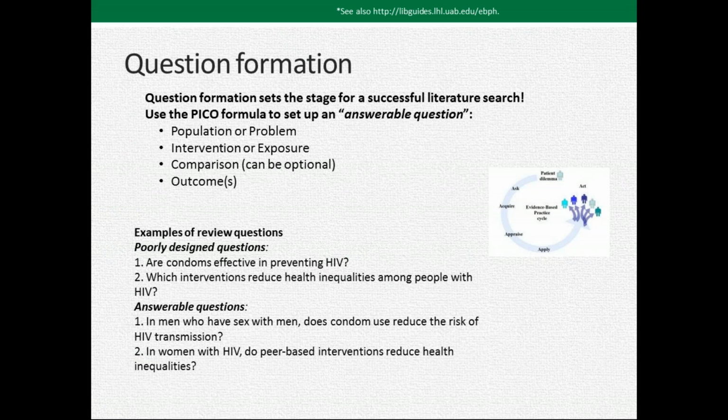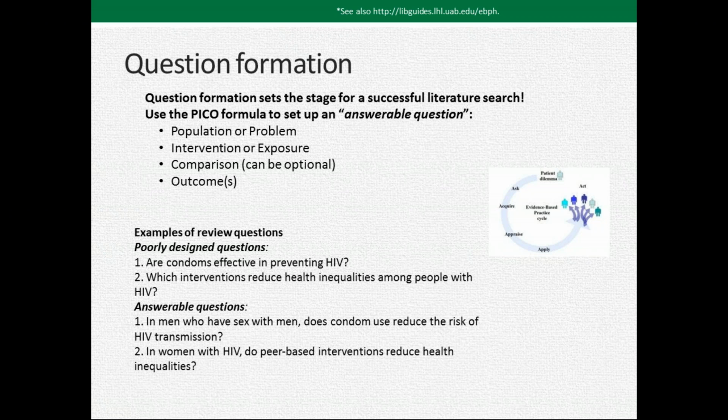All right, so let's talk about question formation real quick. A lot of people use this PICO format to set up what's called an answerable question, okay? In PICO, the P stands for the population or the problem. The I is the intervention or exposure of interest. C is comparison, any comparison treatments or interventions, or no intervention, whatever. And the O is outcomes. So I have some examples on the slide of some not really poorly designed questions, but they could be better, and ways to make them better.